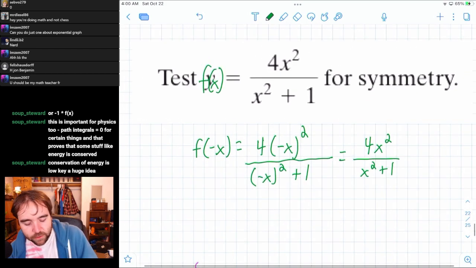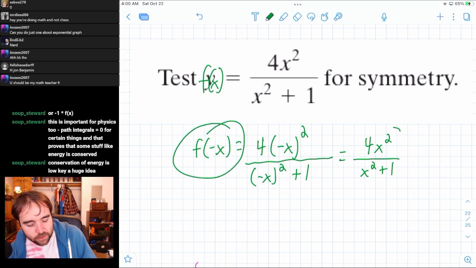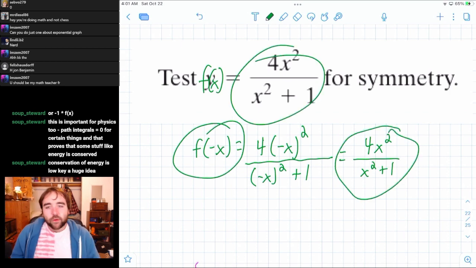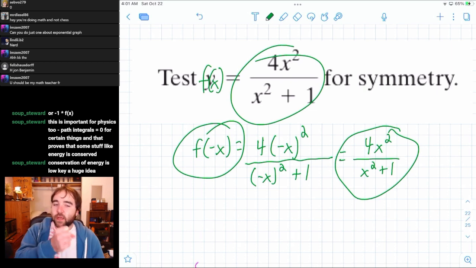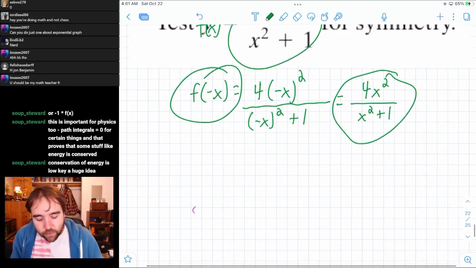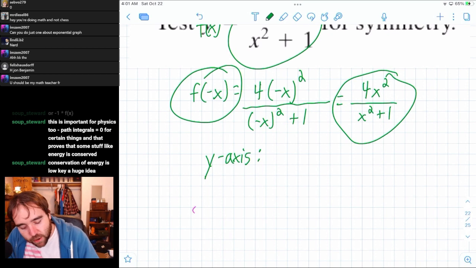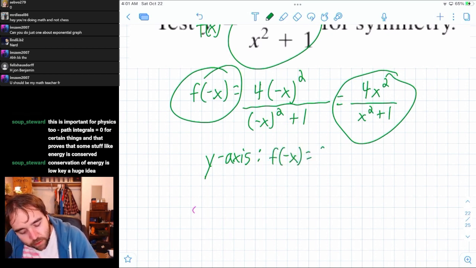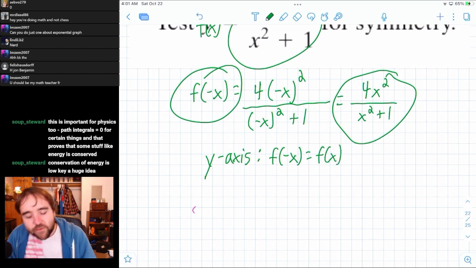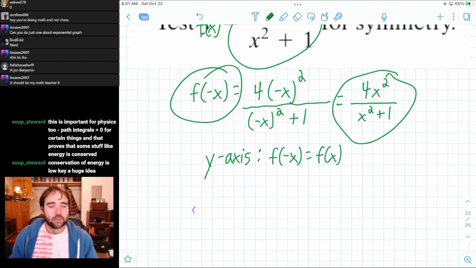And so look what happened. We found f of negative x, but we just ended up with the original function. And so that's what we're saying: when we plug in a negative, we just get the same thing as when we plug in a positive. So that means we have y-axis symmetry, because we just showed that f of negative x is equal to the original f of x. So it has y-axis symmetry.